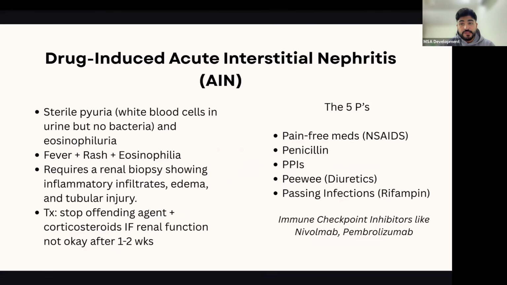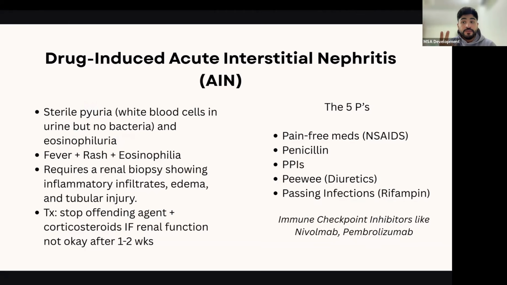Now, for drug-induced acute interstitial nephritis, basically there's nothing wrong with the kidney. However, the patient is taking certain drugs that are causing the patient to have what we call sterile pyuria. Basically, white blood cells in urine, no bacteria.